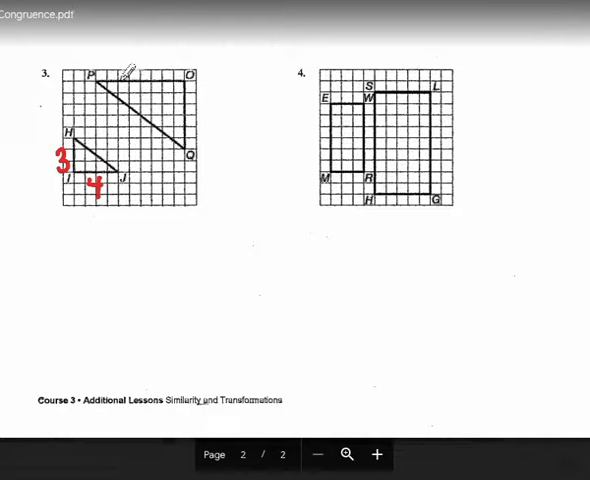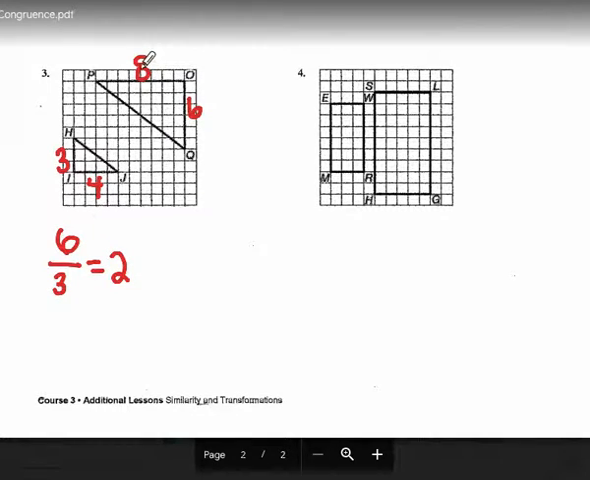Looking at this triangle up here, from P to O is 8 units, and from O to Q is 6 units. I'm going to do the same process. I'm going to go big to small just so that I have the possibility of whole numbers. My shorter side of the big triangle is 6, and the shorter side of the small triangle is 3. If I divide that, 6 divided by 3 is 2.